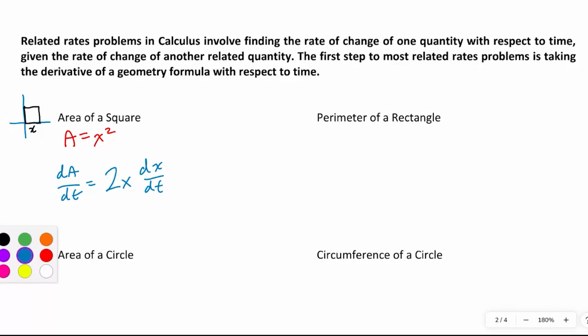All right, what about the perimeter of a rectangle? Same idea here. Let's say we have a rectangle. Probably not a square, although squares are rectangles. But with a rectangle, you're not guaranteed that the side lengths are the same. So you're going to have x and y here. So how do I find the perimeter of a rectangle?